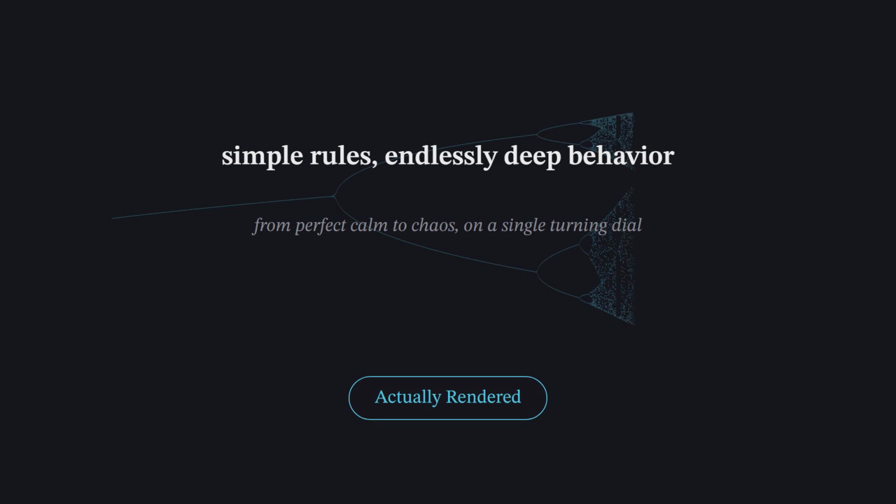One equation, one dial, and a journey from perfect calm through splitting cycles into unpredictable chaos, with a universal constant threaded through the whole descent. That is the strange beauty at the edge of order. Simple rules, endlessly deep behavior.